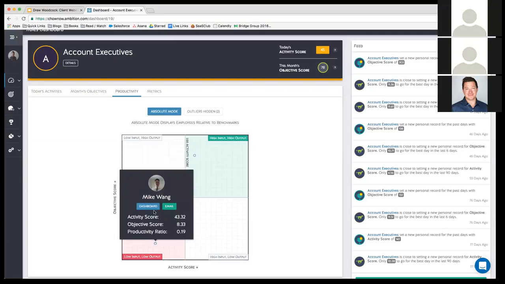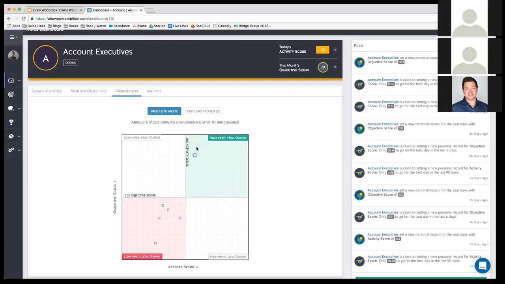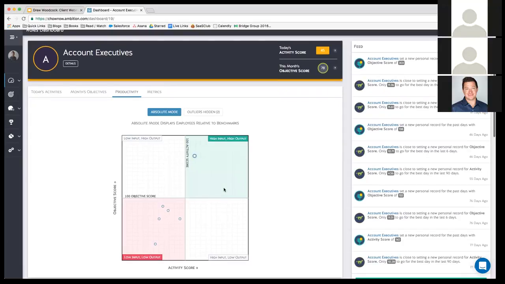Versus someone down here, like Mike Wang, whose objective score and activity score are both pretty low. So we need to pick both of those up. And then up here, you've got our famous Chris Schnack at this point, with an activity score and objective score very high. So this is the quadrant that you want to be in: high input, high output. This quadrant's okay, low input, high output.